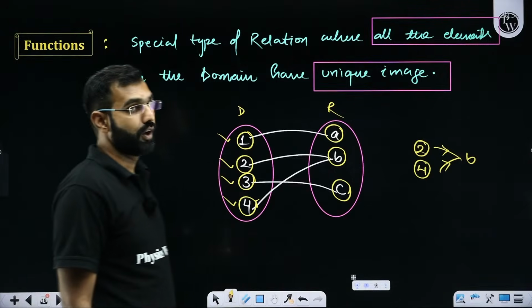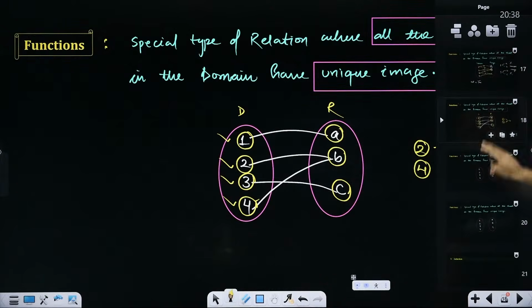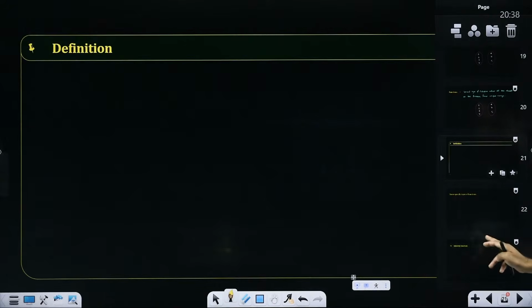Everybody got the idea of a function. Were you all able to process this idea of a function? Yes or no? Have you all gotten it? Have you all understood it?